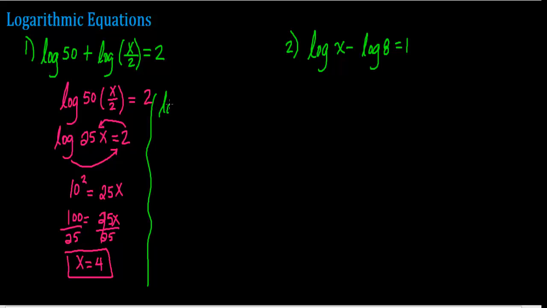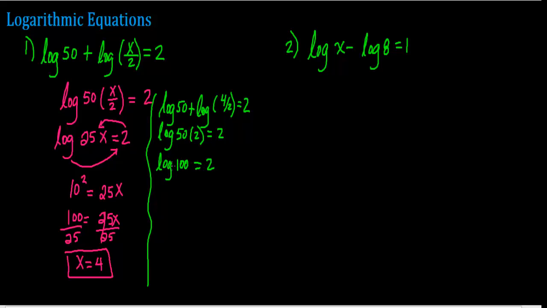So let's do that really quickly, just so that you see that it is correct. I am going to check. So log of 50 plus log of 4 over 2, because we found that x is 4. I can rewrite this as a single log. So this would be log of 50 times 2, because 4 over 2 is 2. And this will be log of 100 is equal to 2.